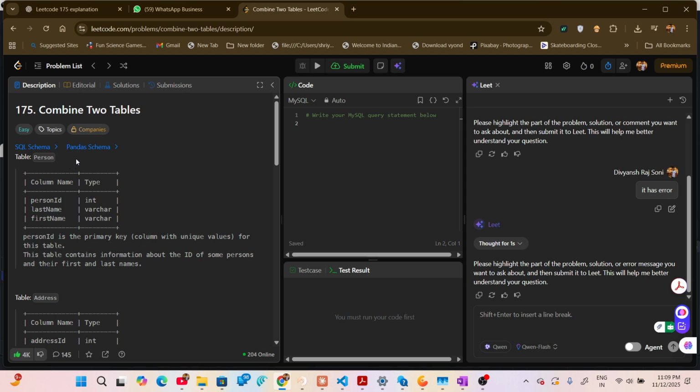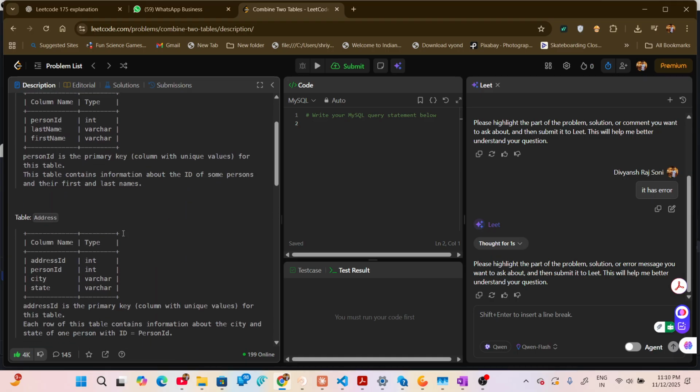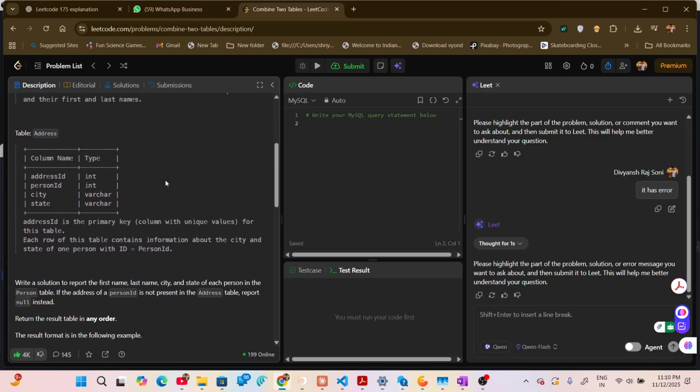In the first table, person ID is the primary key. This table contains information about the ID of some person and their first name. Means the Person table contains the person ID, first name, and last name. The next table that we have is the Address table. Here address ID is the primary key, and person ID is the foreign key. City and state are the values.